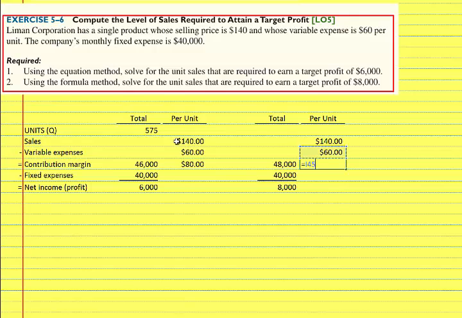And my contribution margin per unit is 140 minus 60, and that gives me $80 in contribution margin per unit. So to compute units, to earn an $8,000 net income, I'm going to say 48,000 divided by 80. 600 units to earn a target profit of $8,000. And that's exercise 5-6, and that completes our introduction to cost, volume, profit in Chapter 5. You should review this video a couple of times, rework all of the examples, and be prepared for the quiz Monday afternoon.